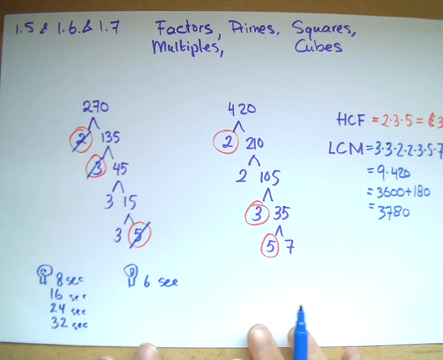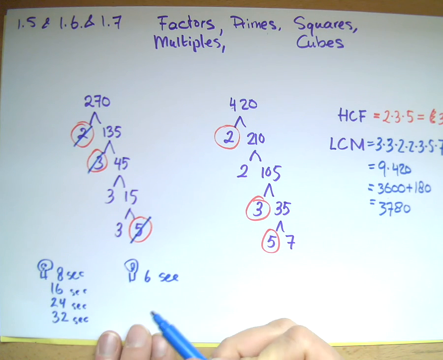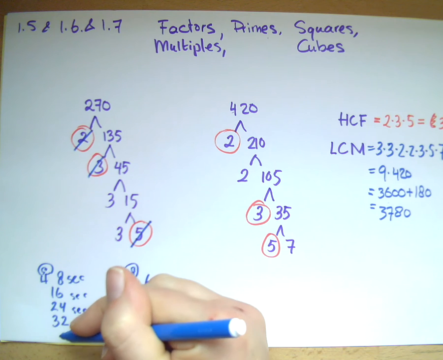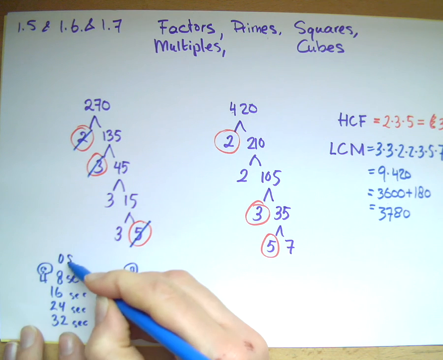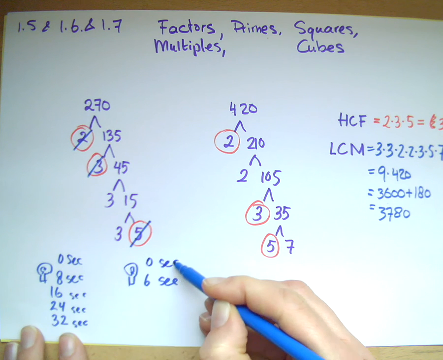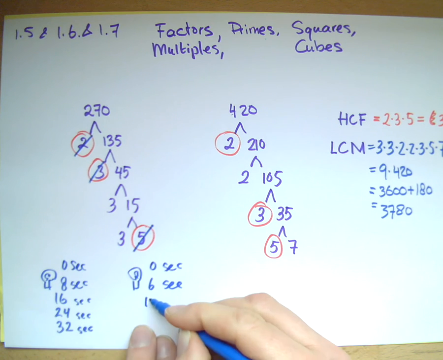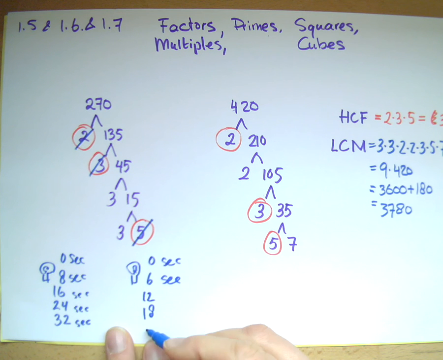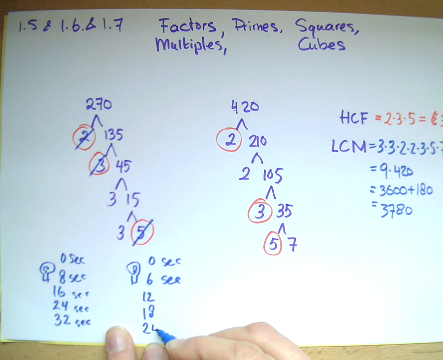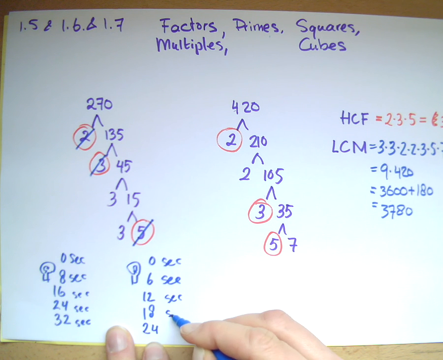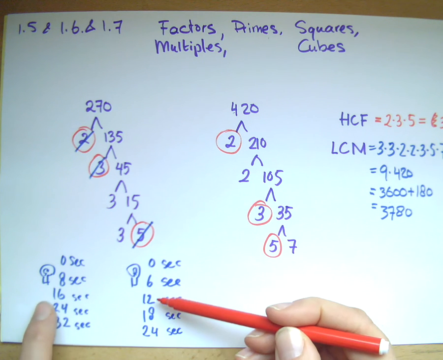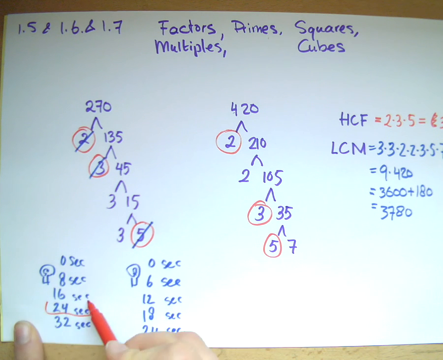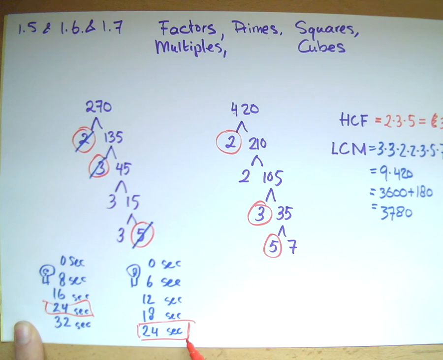I'm going to do it by just listing the multiples, right? Here, this one's going to flash at 0. They both flash at 0. It flashes at 6. It flashes at 12. It flashes at 18. It flashes at 24. Right? So the first time they flash together is after 24 seconds.